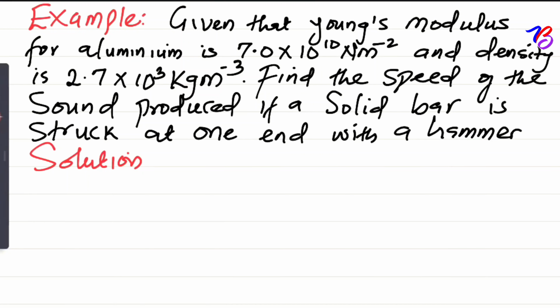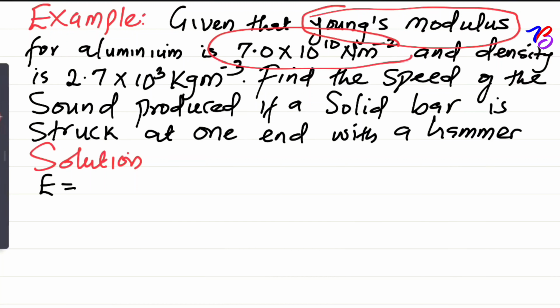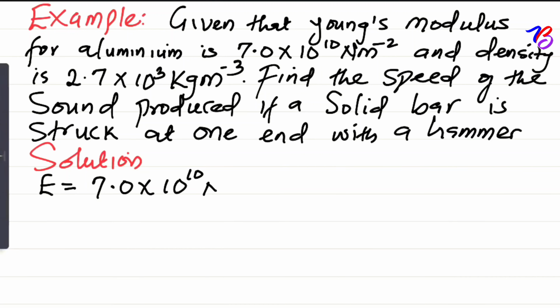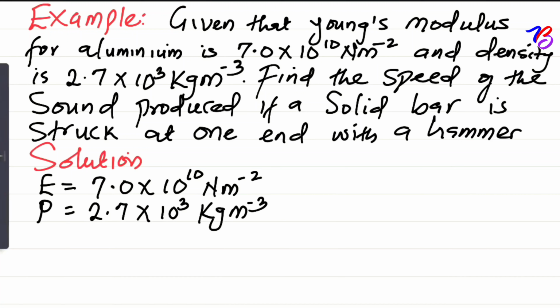Solution. Let's extract the data. Given that Young's modulus E is equal to 7.0 times 10 raised by 10 Newton per meter squared. Then our density is given to be 2.7 times 10 raised by 3 kilogram per meter cube. Now we're asked to find the speed, so we're going to do that. Find the speed. V is equal to unknown.